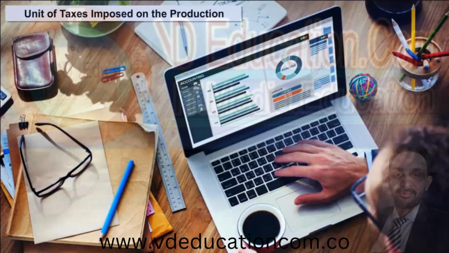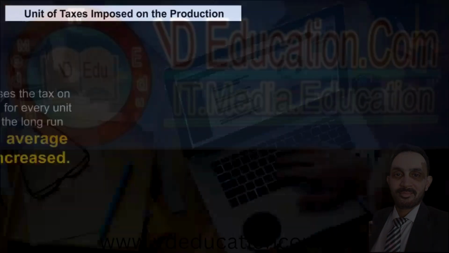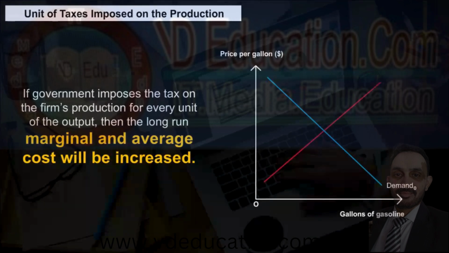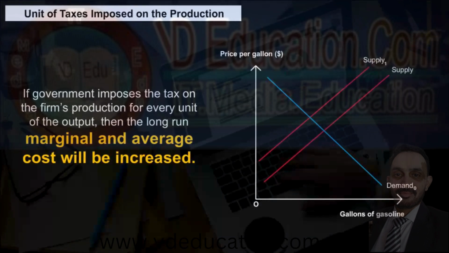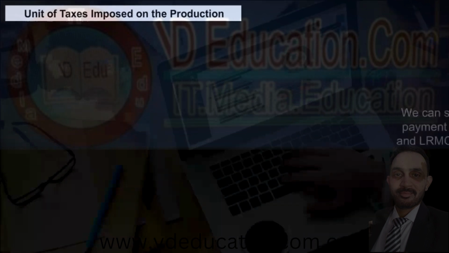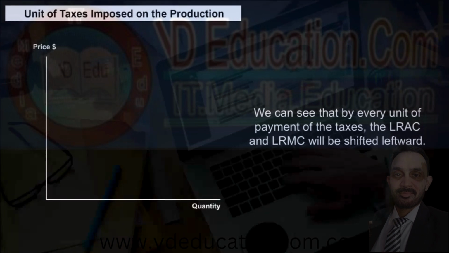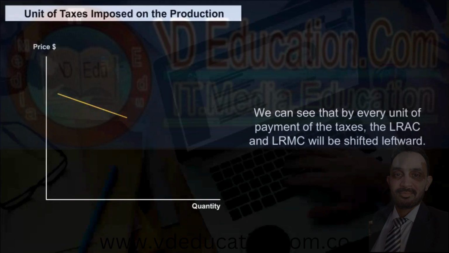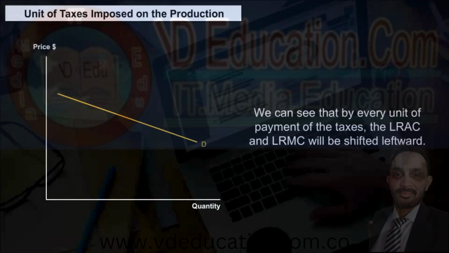Unit taxes imposed on production. If the government imposes a tax on the firm's production for every unit of output, then the long-run marginal and average cost will increase. We can see that by every unit of tax payment, the LRAC and LRMC will shift leftward.